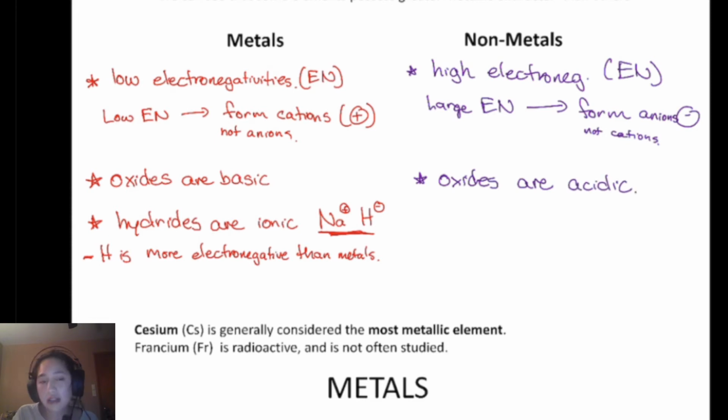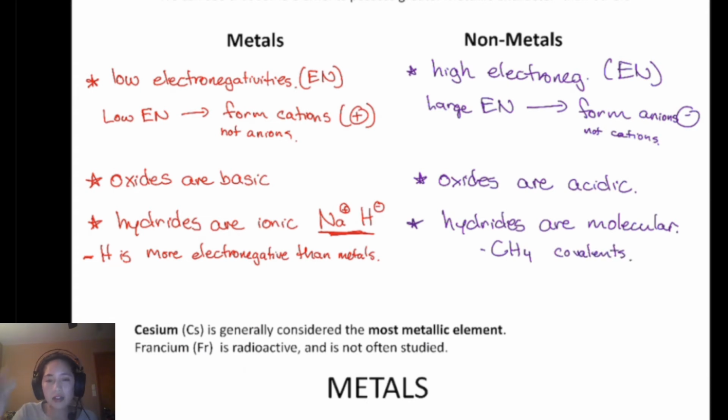So this contrasts with metals, and I'll show you some examples in the next slide. And then finally, hydrides are molecular. So for example, CH4. Carbon is a nonmetal. So if you make a compound with carbons and hydrogens, you're going to make a molecular compound. So CH4 has covalent bonding, which we'll talk about next chapter.